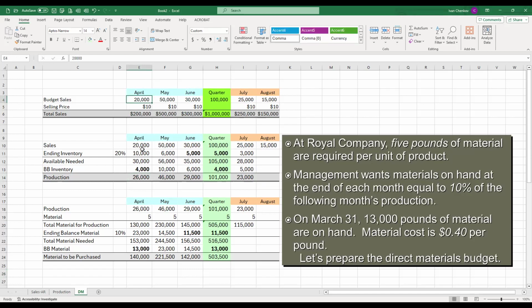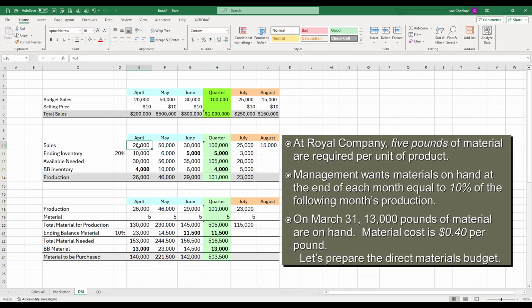So what drives our production? Our sales. So if we're not selling 20,000, we don't need to produce 26,000. Make sense? So you understand now. So what drives our purchases? Our production, our sales. So you can say it the other way. The material we need to purchase is based on the production, but we need to produce those units because we want to sell 20,000.